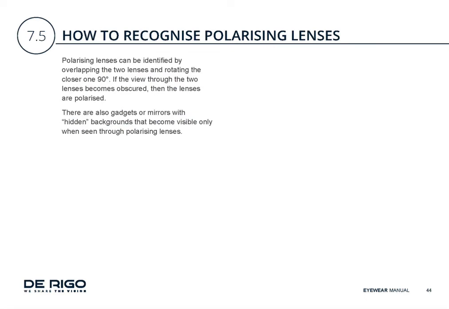How to recognize polarizing lenses. Polarizing lenses can be identified by overlapping the two lenses and rotating the closer one 90 degrees. If the view through the two lenses becomes obscured, then the lenses are polarized. There are also gadgets or mirrors with hidden backgrounds that become visible only when seen through polarizing lenses.